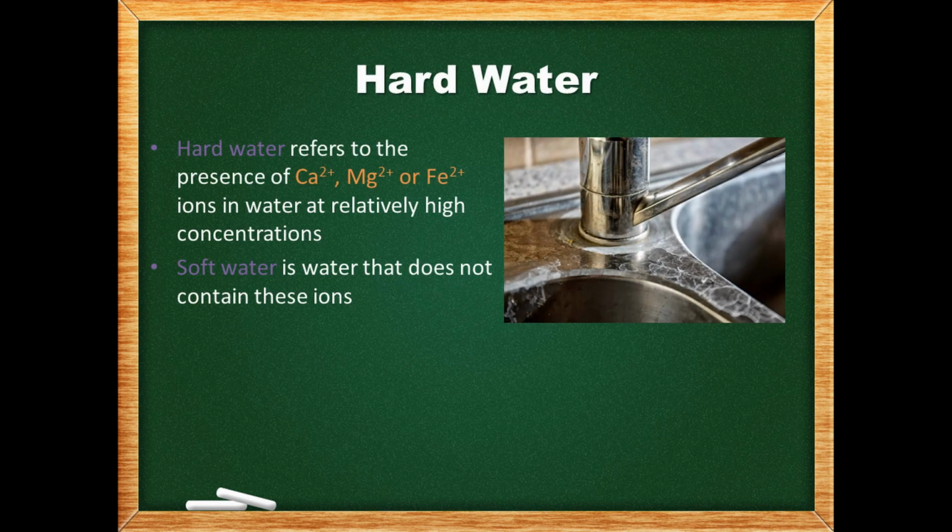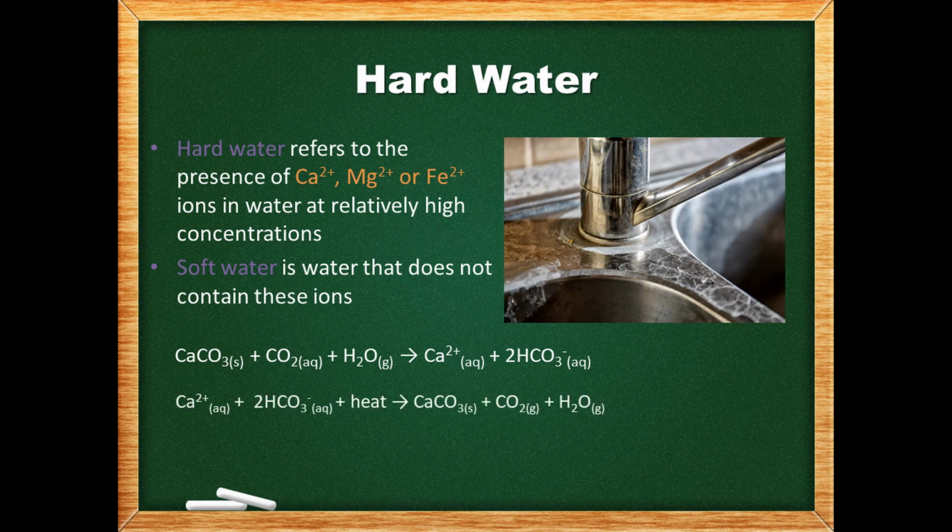Hard water refers to the presence of calcium, magnesium, or iron 2 ions in water at relatively high concentrations. Soft water is water that does not contain these ions. In many parts of the world, there are significant amounts of limestone, calcium carbonate, in the soil. When carbon dioxide from the atmosphere dissolves in water from streams or rain, this solution dissolves limestone. The presence of the calcium ions in the water supply poses hazards for municipal water systems and homes.